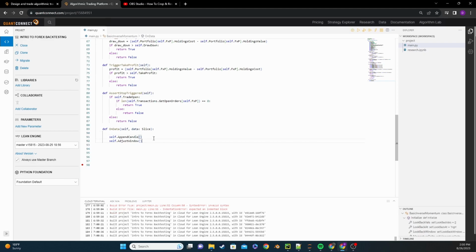So we'll bump this up. There's too much white space. Now we have our look back values set. Now we need to see, do we have a trade open? Is there any kind of logic we need to take if a trade is open? Let's do that right now.